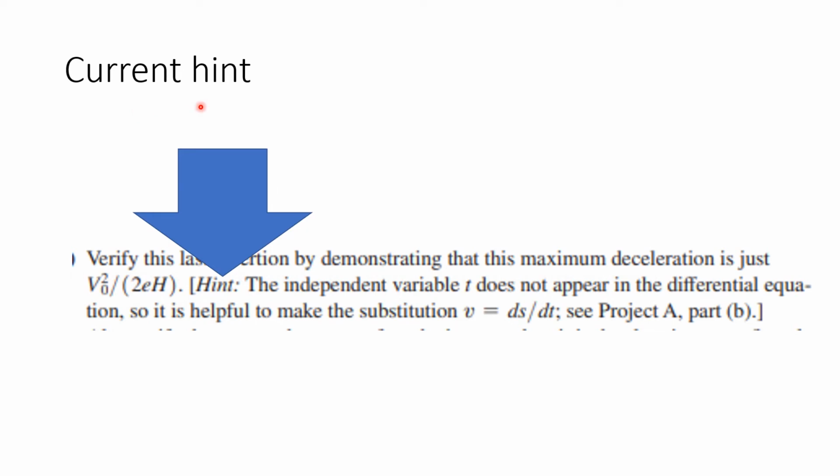Now, the current hint in the problem says the independent variable t does not appear in the differential equation, so it is helpful to make the substitution v equal ds dt, and that is helpful. That is a good hint. But let's take a deeper dive.